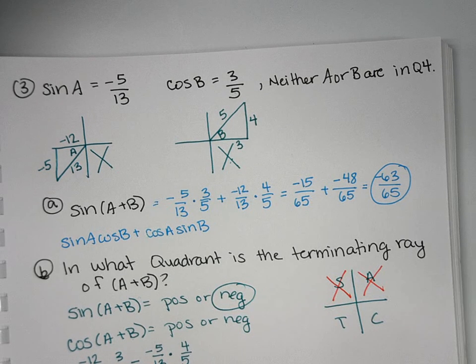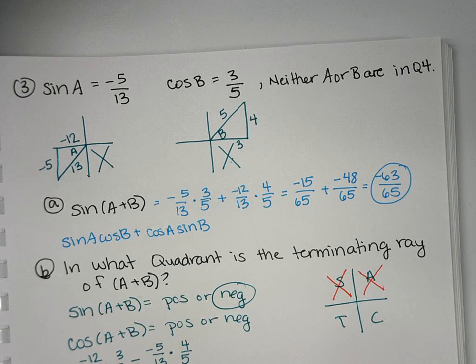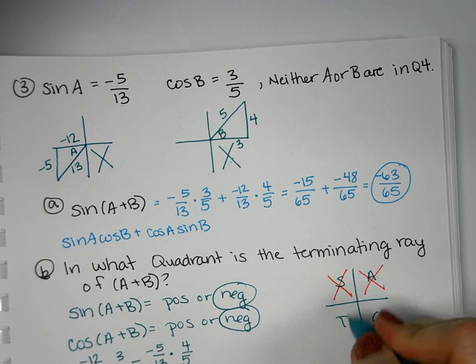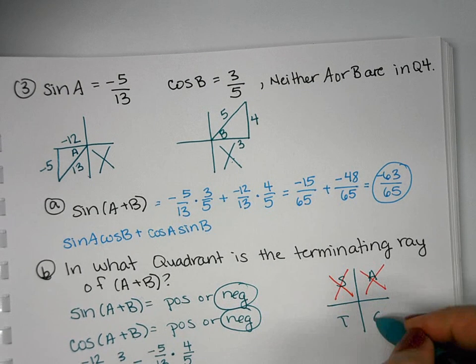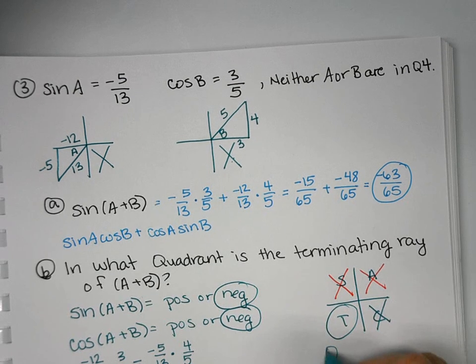So when I multiply, I get negative 36 over 65. And over here I end up with a double negative, so it turns into a plus 20 over 65, which gives me negative 16 over 65, which means I have a negative. So if my cosine of the sum is negative, it can't be there, meaning your final answer is that your sum is in quadrant 3.